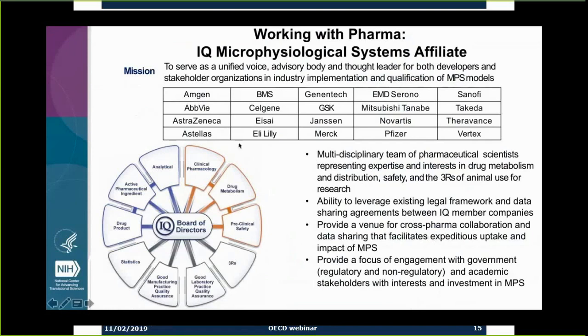As I mentioned, NCATS has been working with a number of stakeholders, and that includes the IQ consortium, in this case made up of 20 pharmaceutical companies that comprise a multidisciplinary team of scientists from pharma, who are able to leverage their expertise to inform NCATS as well as the FDA in terms of what would work best for pharma and in terms of adoption of this technology in the drug development pipeline.